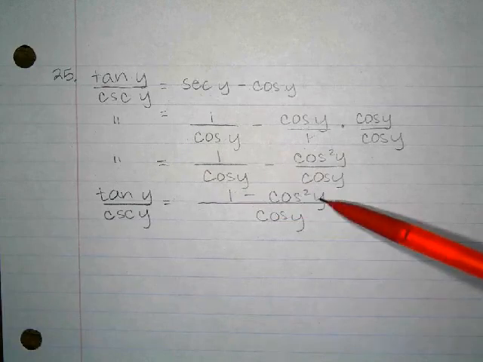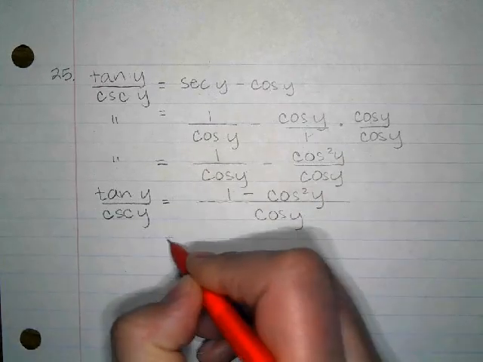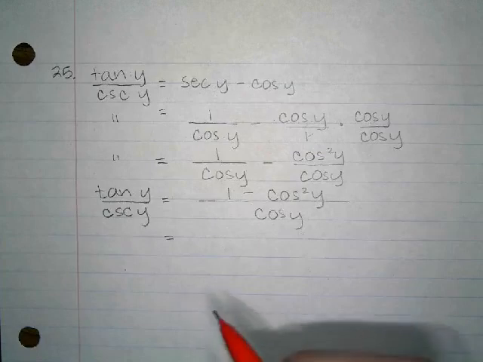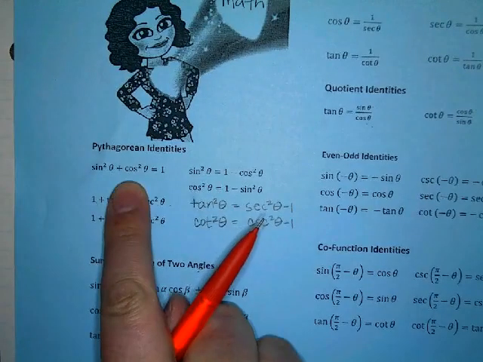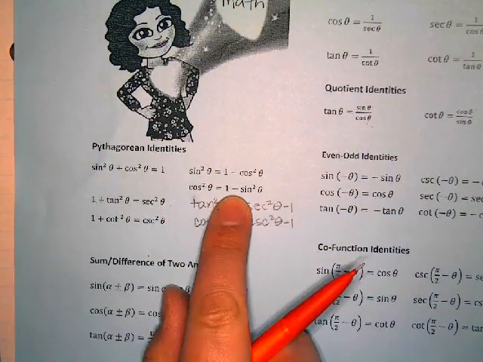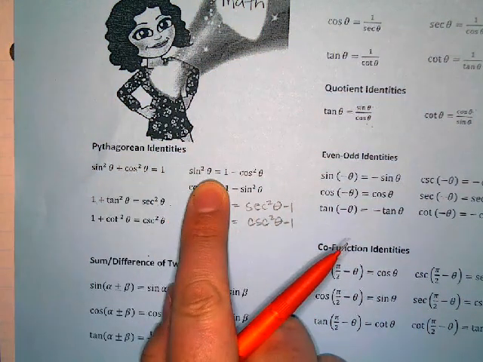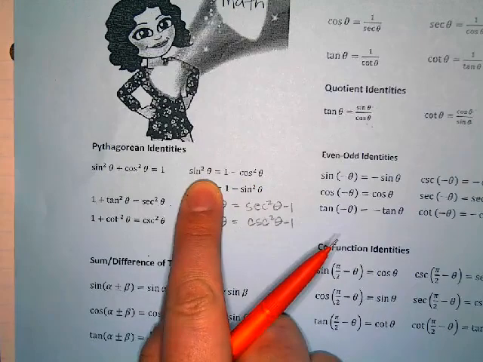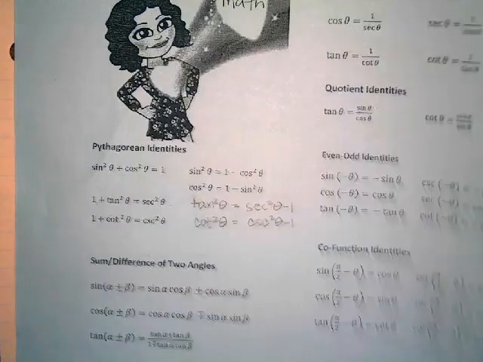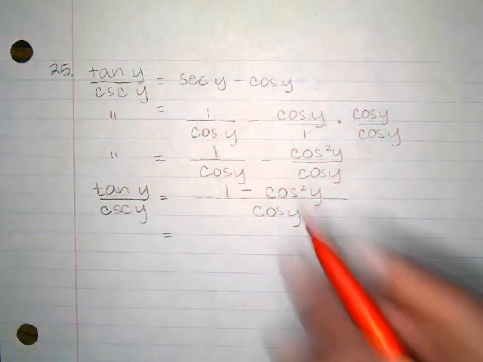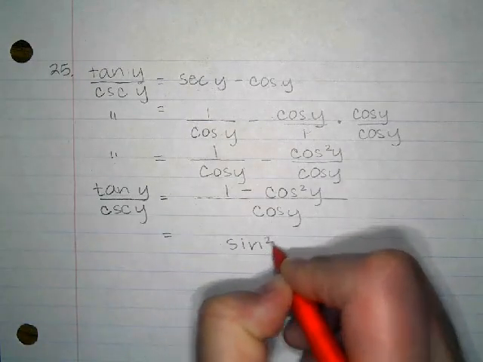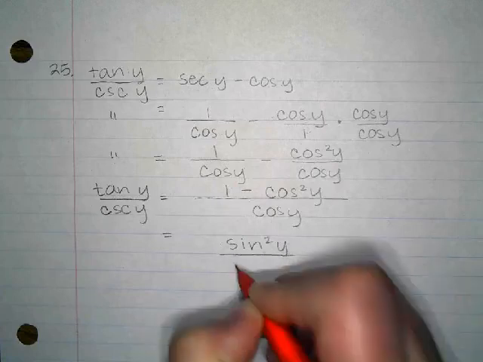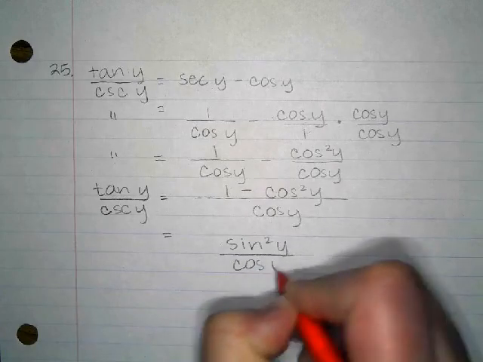1 minus cos squared is sine squared. That's on our blue sheet. That's one of the Pythagorean identities. So right here, 1 minus cos squared is sine squared. So we can make that substitution now from the blue sheet. I'm going to take the top of the fraction and rewrite this as sine squared y over cos y.